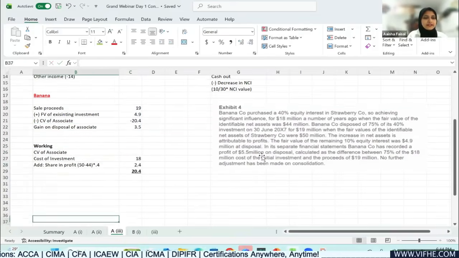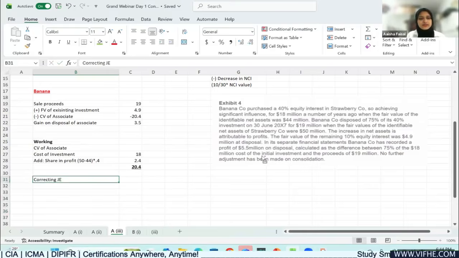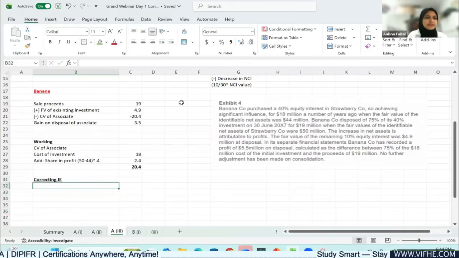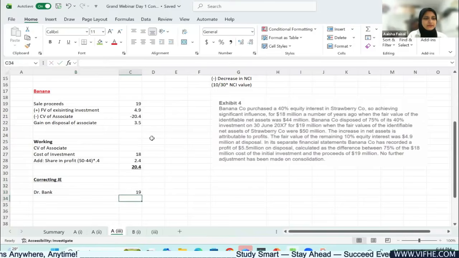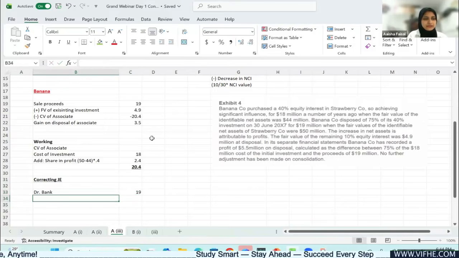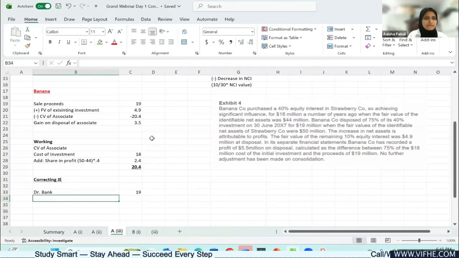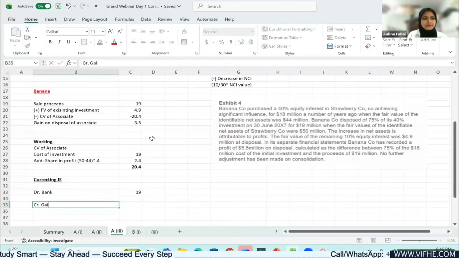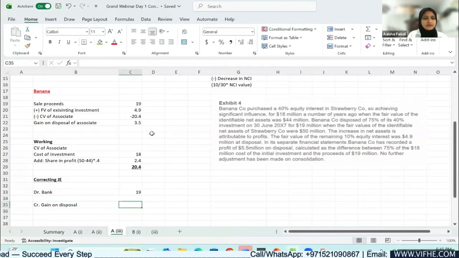So if I have to go and correct it in my pre-populated, the correcting JE that will come in picture is JE or journal entry or JV, whatever you want to call it. Sale proceeds would mean debit bank, 19, right? Credit gain, 3.5.